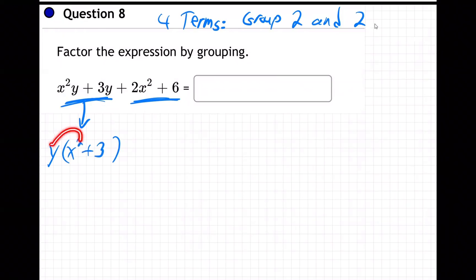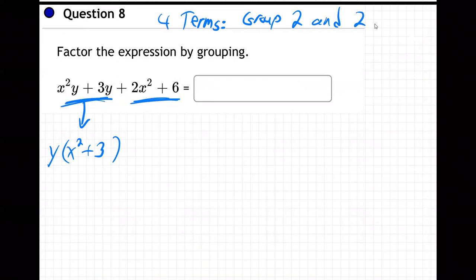So that makes sense. If that y went boom and boom, it would be right back to x squared y and 3y, wouldn't it? I just took out what they had in common. They both have a y, put it in the front, removed it, brought down the x squared and the 3. Why did I do that? Well, because if you were to multiply that y, distribute that y through, it would go back.